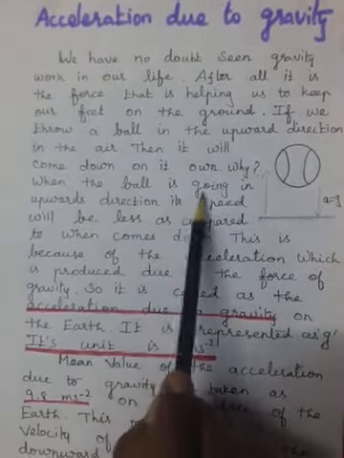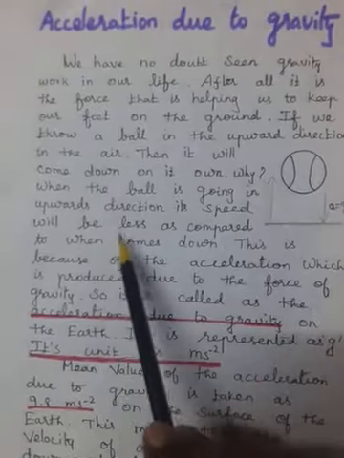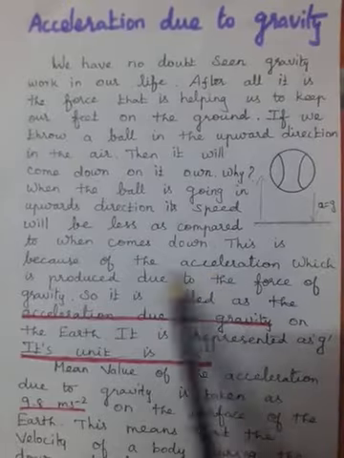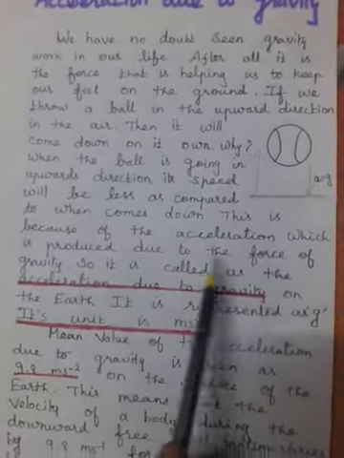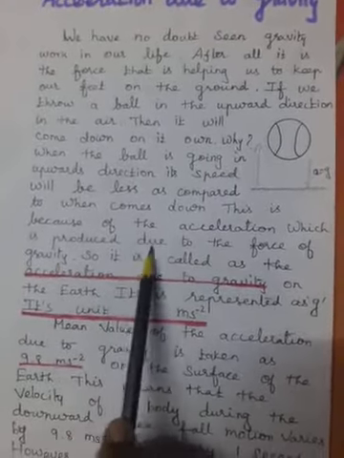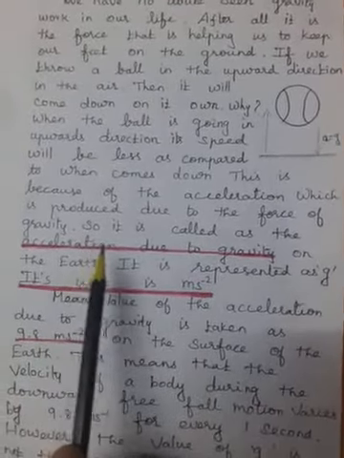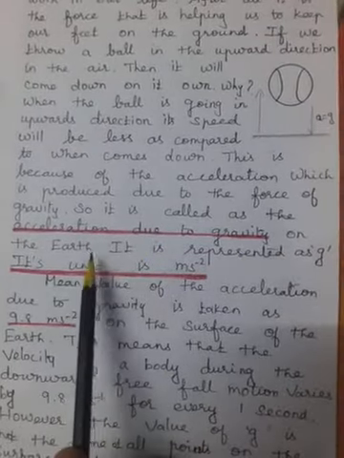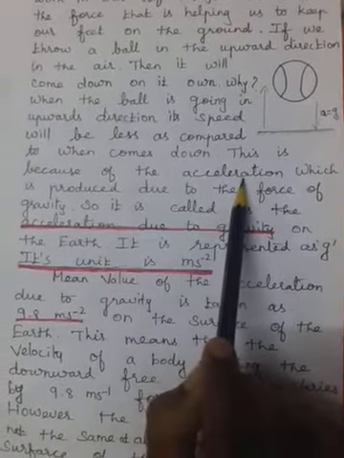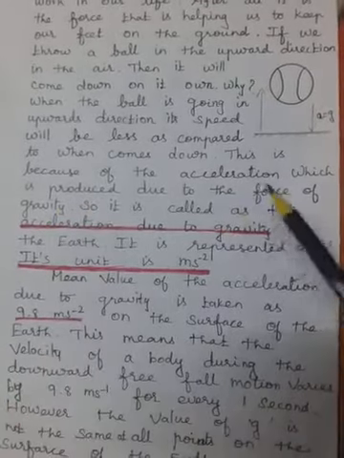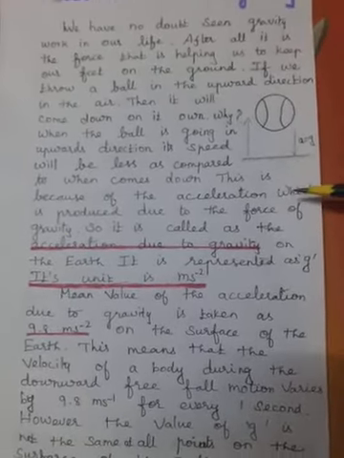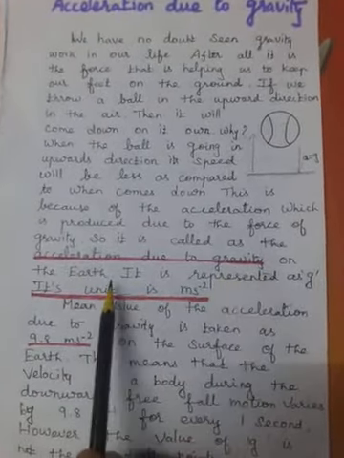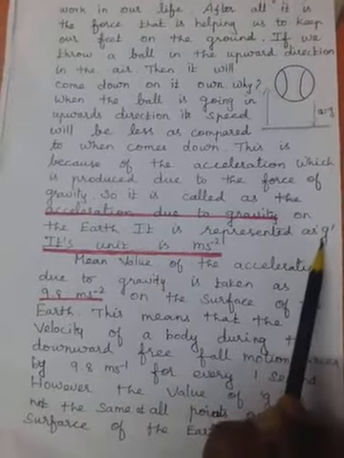So when the ball is going in the upward direction, its speed will be less as compared to when it comes down, isn't it? This is because of the acceleration which is produced due to the force of gravity. So it is called the acceleration due to gravity on the earth. It is represented as g.